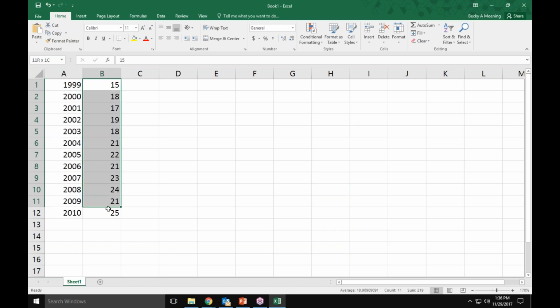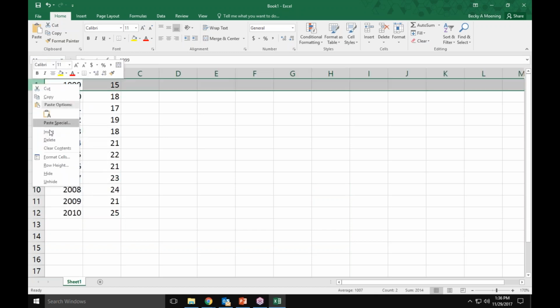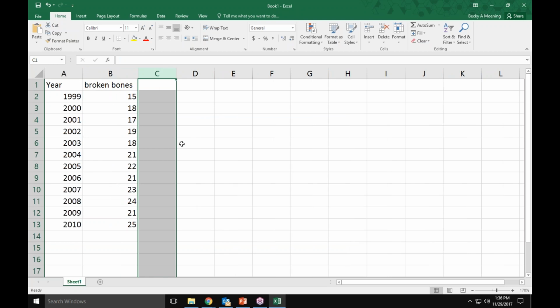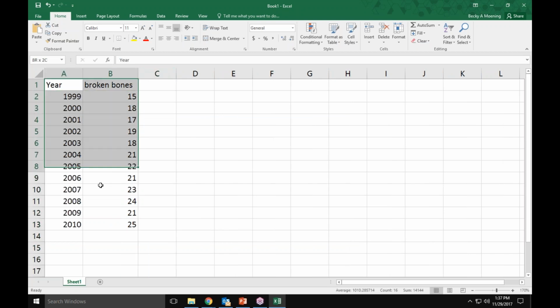And then I have this business over here. I probably should give myself some labels. So let's call it years, and let's call it broken bones, because that might be true for some people. Okay, so if I want to graph this information, I highlight it all, right? And to highlight it, we click and drag. Many people at this point in the semester are getting more comfortable with Excel, and that's fabulous.